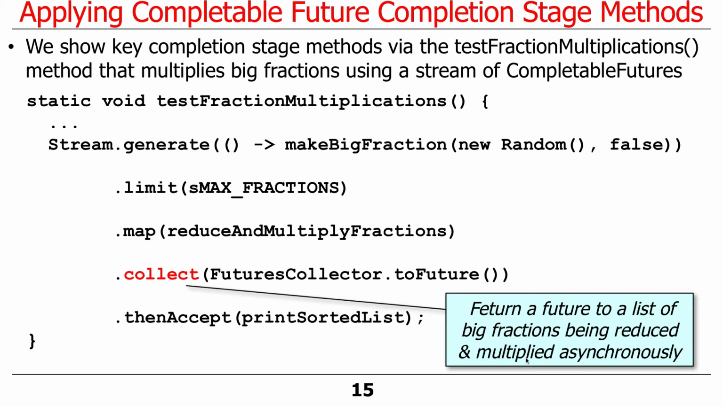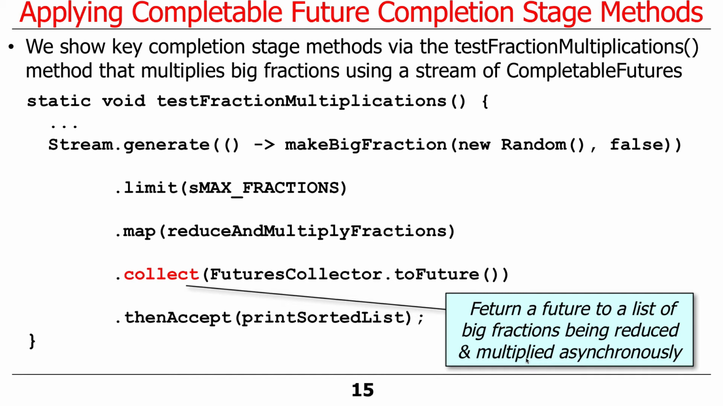And so what collect is going to do, we're going to get back a single completable future to a list of completable futures, an array of completable futures, some collection of completable futures, all of which are in the process of being reduced and multiplied. But we only get one future back. And of course, the way this works is when all the other completable futures complete, the single future returned from collect will complete, but only when they all complete.